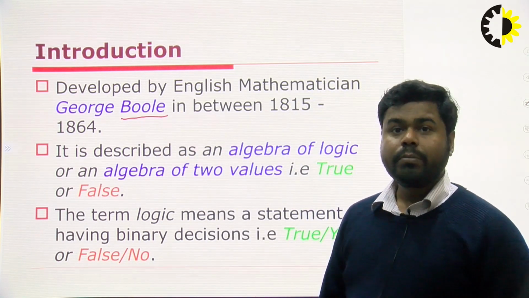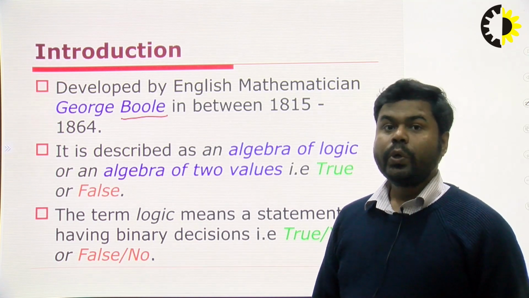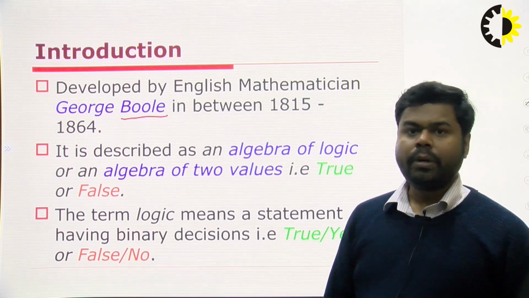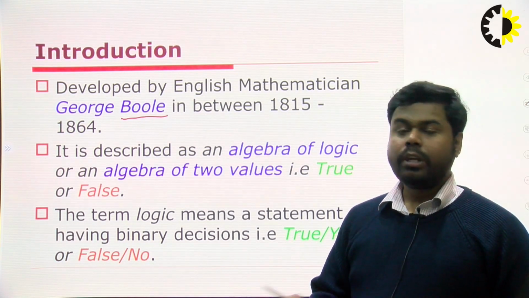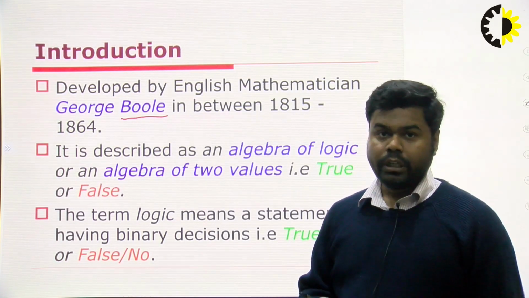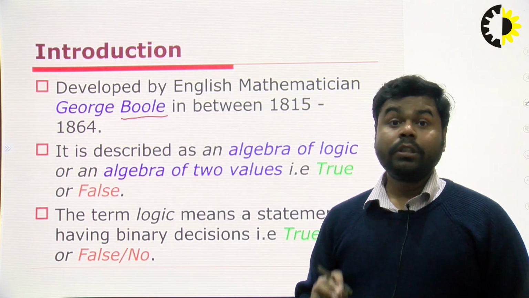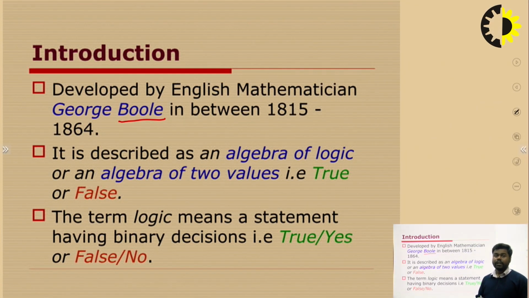It is described as the algebra of logic, or an algebra of two values, that is true or false. In Boolean algebra, we are going to say that a statement is true or false. We are not going to say anything in between true and false. We are not discussing fuzzy sets or fuzzy things. So here we have two values, true or false.